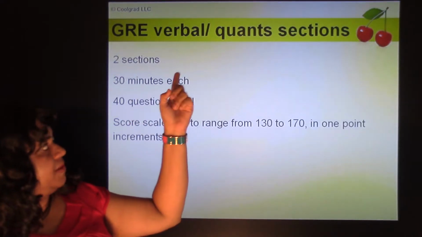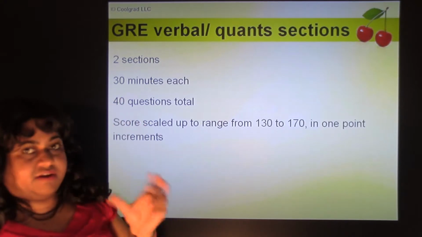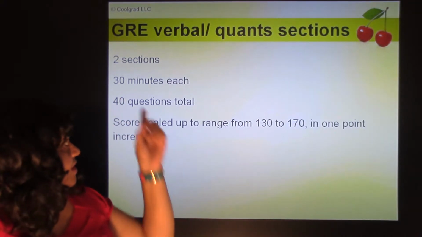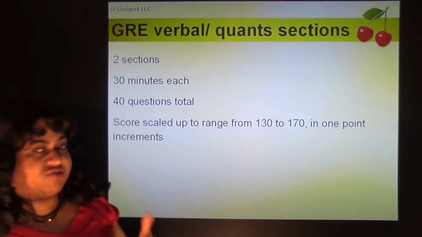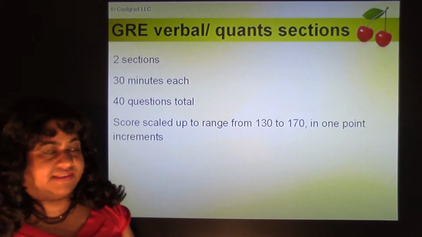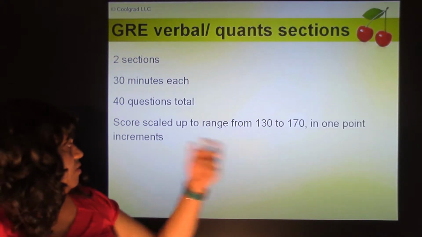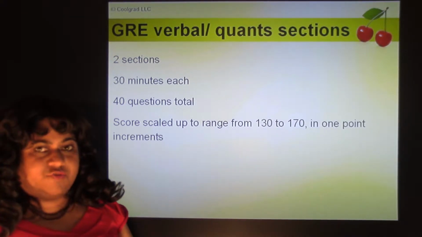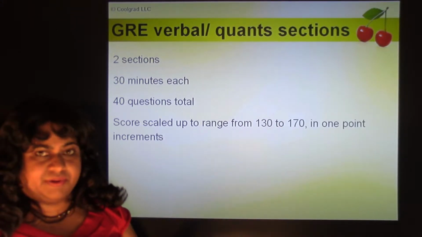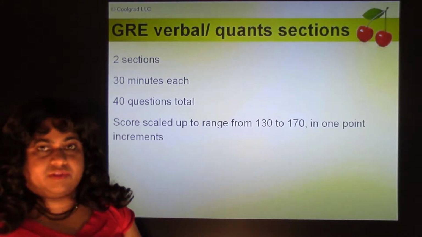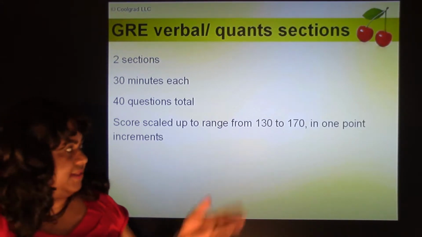The GRE verbal and quantitative sections have a duration of 30 minutes each. It has 2 sections of 30 minutes each, and 40 questions in total as of the year 2016. The score is scaled to range from 130 to 170 in 1 point increments. If you get all 40 questions right, your score will be 170 in verbal and 170 in the quantitative section, and the least score is 130.